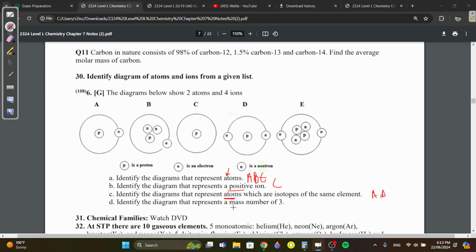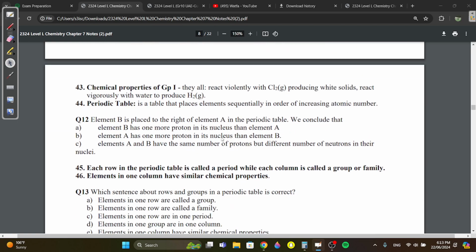Identify the diagram that represents a mass number of 3. Obviously not this, this is 4. This is 1. This is also 1. This is 3 because protons and neutrons equals 3. Okay, that's a lot of talking.